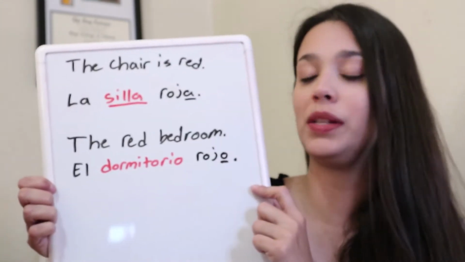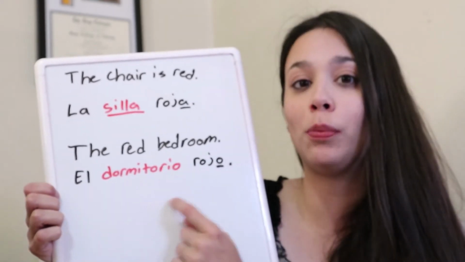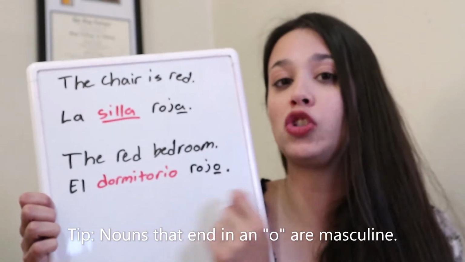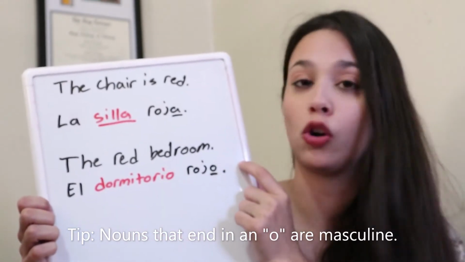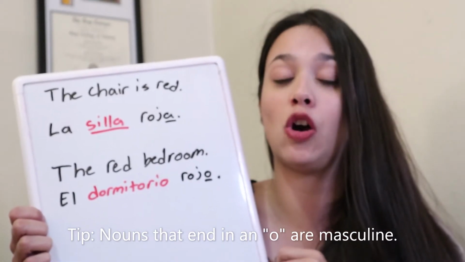The next sentence we see, the red bedroom. In Spanish, el dormitorio rojo. Because the noun dormitorio also ends in an O, so rojo, which is the adjective of the sentence, will end in an O as well.